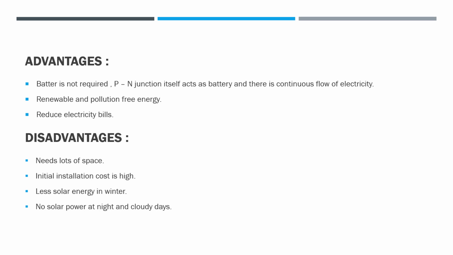The disadvantages are that it requires a lot of space for installation, and the initial installation cost is high. The solar energy during winter is less, because we need sunlight and the electricity depends on the intensity of light. During winters the intensity of the sunlight is less, and there is no solar power at night and on cloudy days.